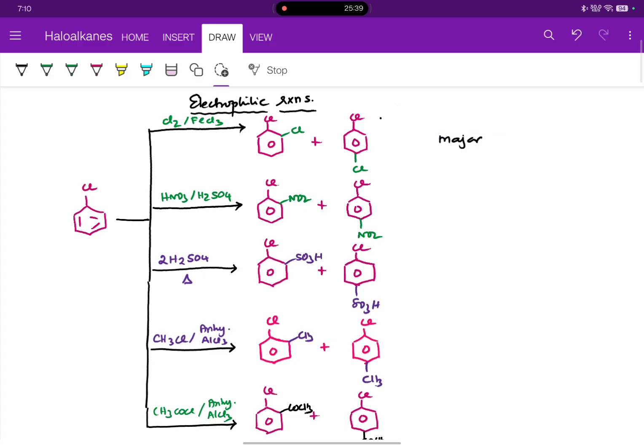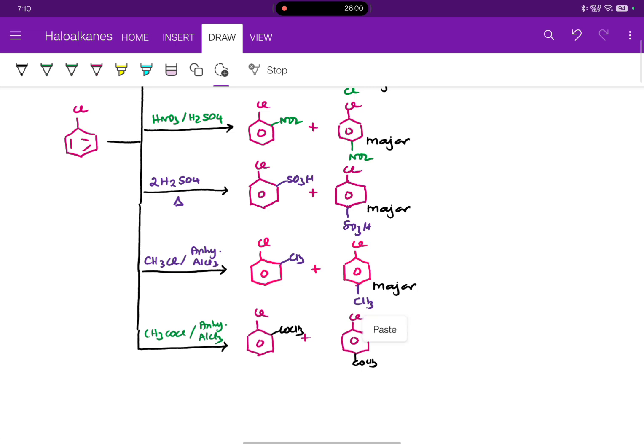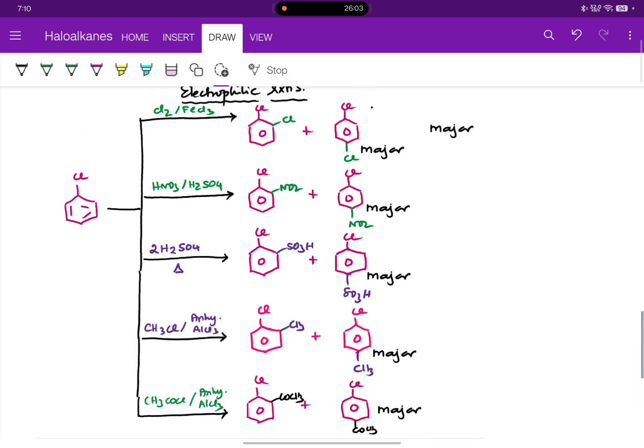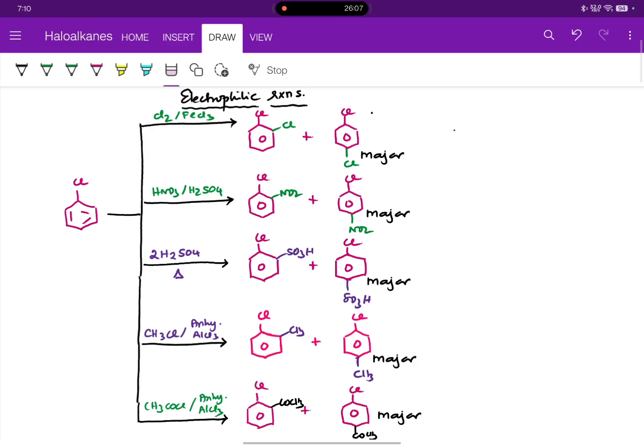So always this is major. So is it always para position which is major? Yeah, most of the time, always. In some reactions it may vary. Other cases we'll see in the alcohols. The other is minor.